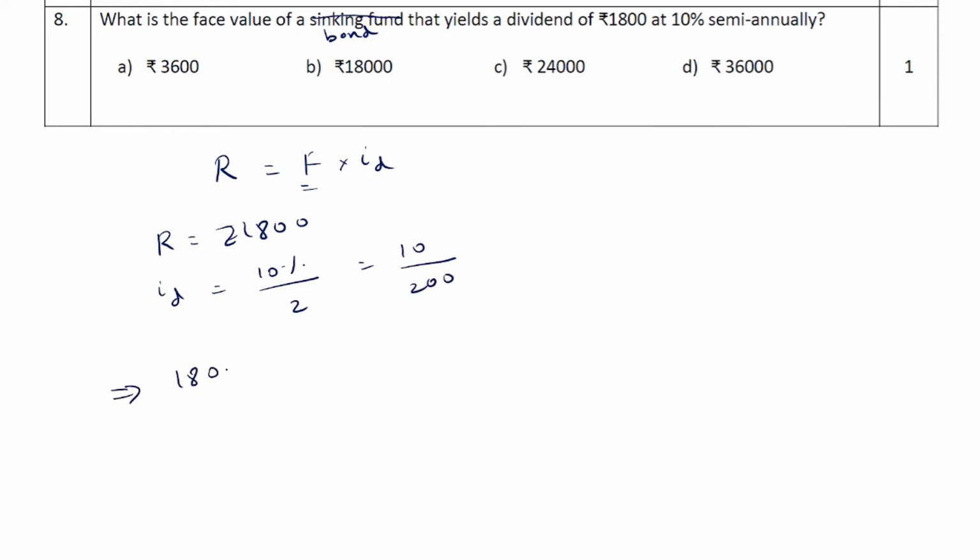So from this we get 1800 equal to F into 10 upon 200, or we get F as 36,000 rupees. So the correct option is option D.